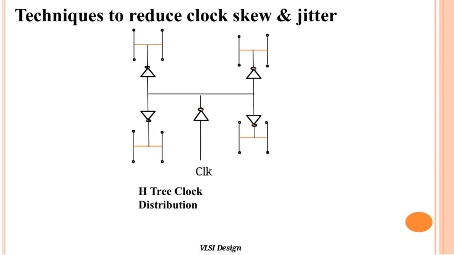Now, let's talk about some effective techniques to reduce clock skew and jitter in VLSI design. One common method is the use of an H-tree clock distribution network. This structure helps deliver the clock signal evenly across the chip, minimizing delay differences between various parts. By organizing the clock paths in a symmetric tree-like layout, the H-tree balances the timing so that all sections receive the clock signal simultaneously, which is crucial for synchronized operation. Reducing skew and jitter enhances the overall performance and reliability of the VLSI circuits.